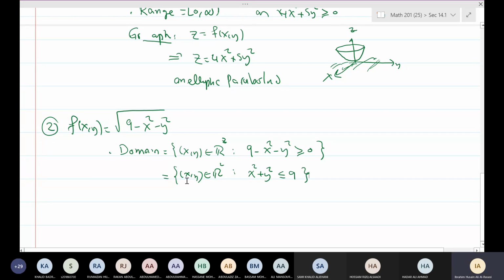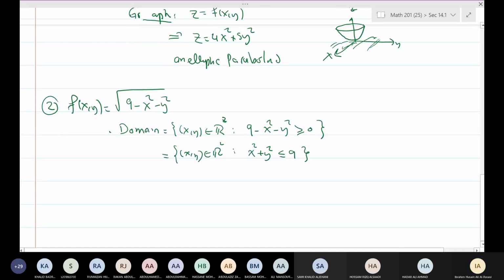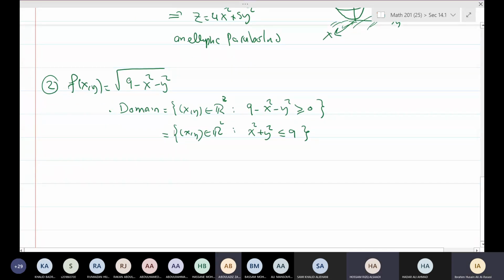Okay. The domain will be the set of points x, y, satisfying this inequality. Now the domain: will it be the whole xy plane or part of the xy plane? Part. If it is part, which part of the xy plane? Inside the circle.